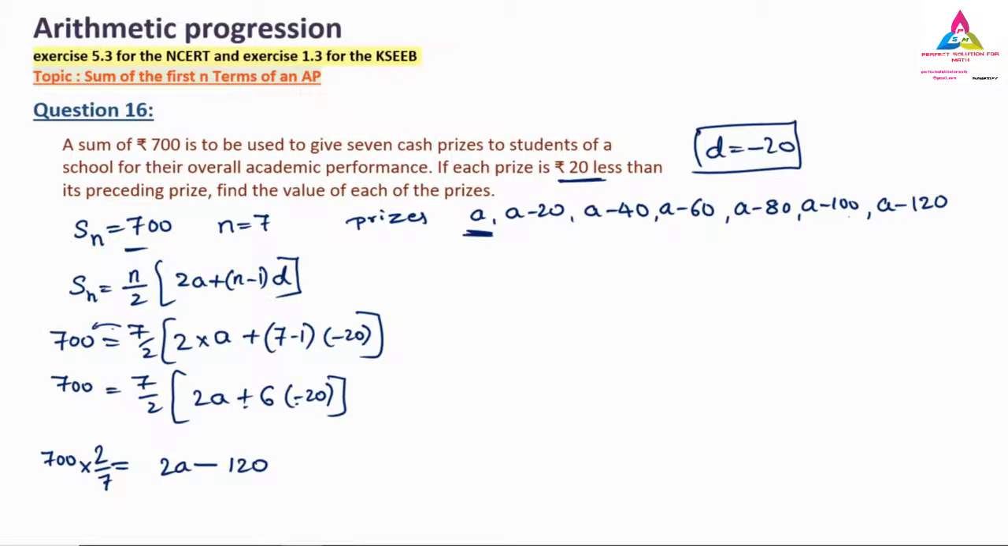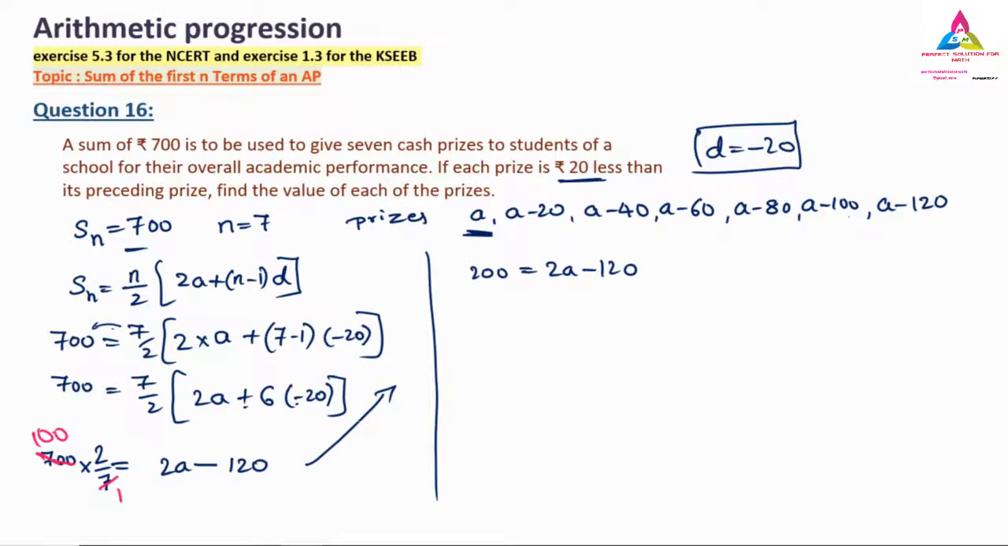So now you can do the calculation. The calculation is nothing but 7 ones are 7, 2 sevens are 14, so 200 it is. Now the continuation, 100 into 2 I will write down here. 100 into 2 is nothing but what? 200. That is equal to 2a minus 120. So this is the continuation part I have written over here.